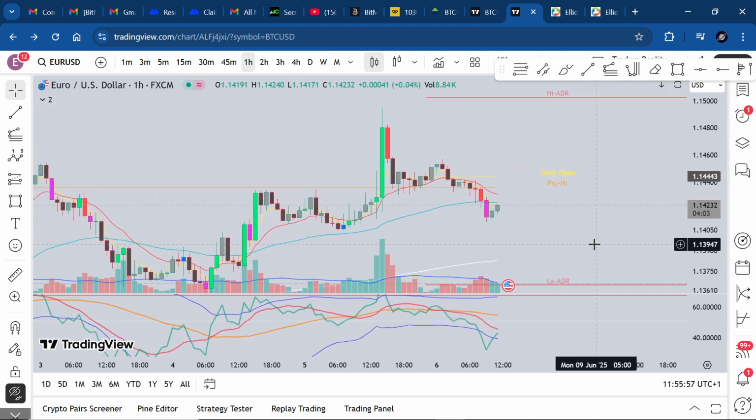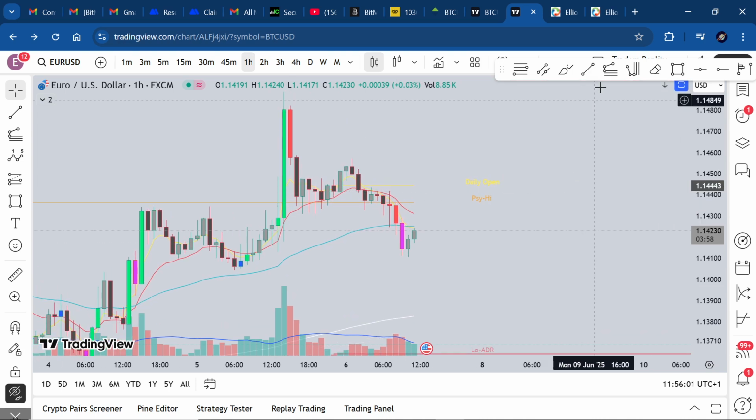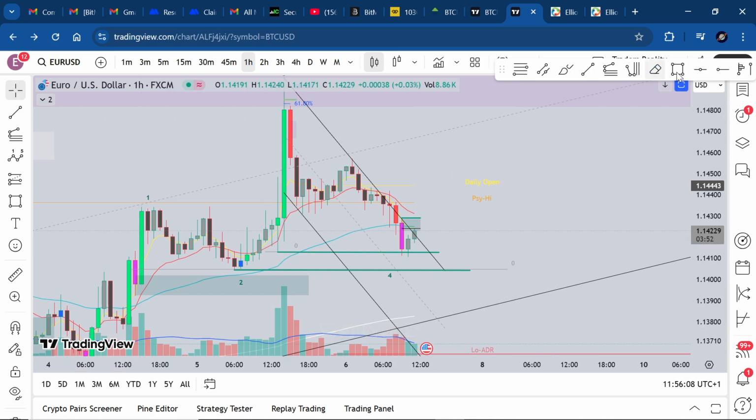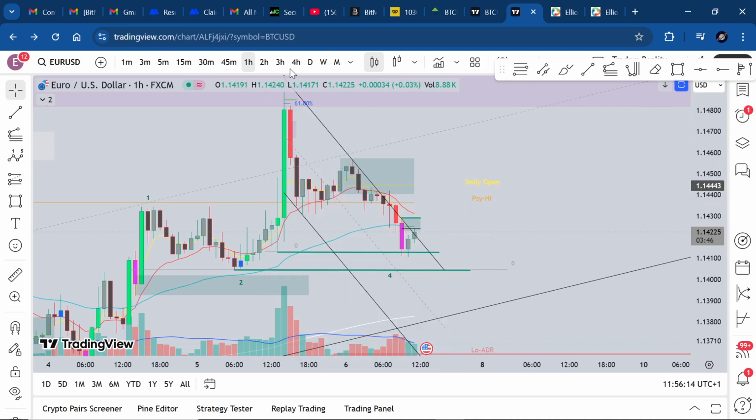Now, the only thing about this is, one, there's news at 1:30. Yeah, that's an hour and 35 minutes. Two, we do have supply right here. There's a supply zone right here, which is the B wave extreme of this A, B, C.